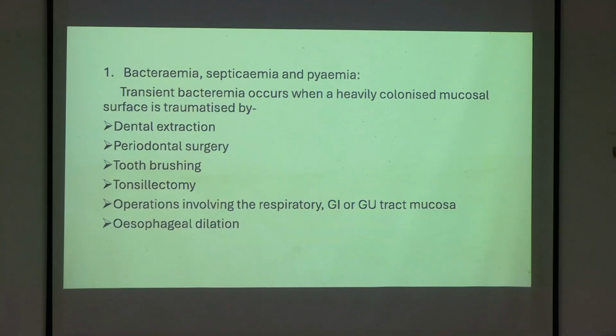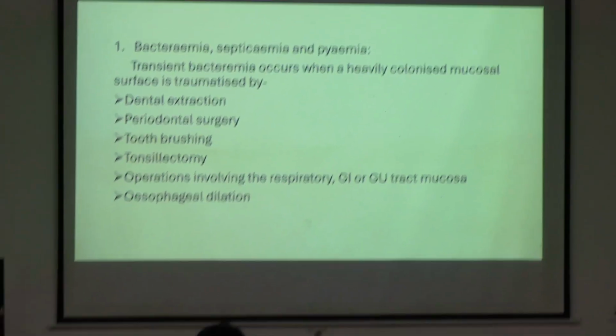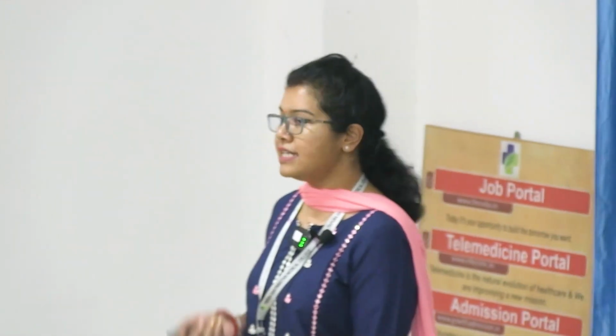So from where are we getting these heart valve infections? Have you ever wondered? From one particular tooth extraction we can get that. Okay. So in case of any dental extraction, in case of any periodontal surgery, tooth brushing also, tonsillectomy, any respiratory, genitourinary, GI mucosal tract infection or esophageal dilation, also we can get this type of infection. Okay. From there it is the entry point of the infection. Okay, clear?